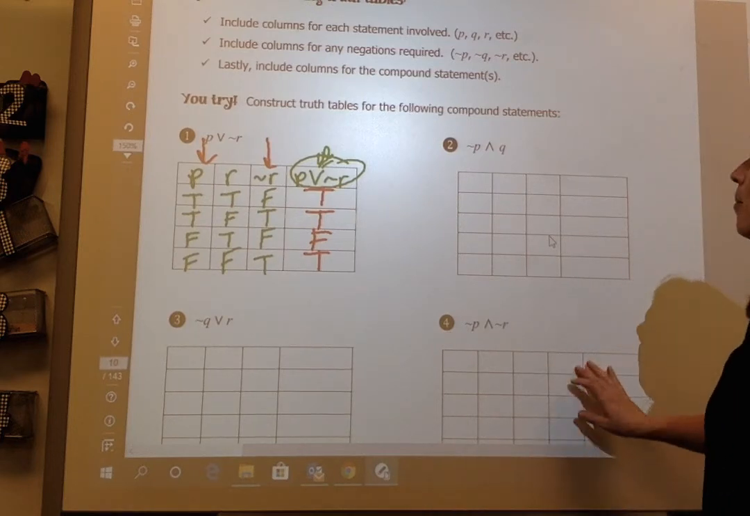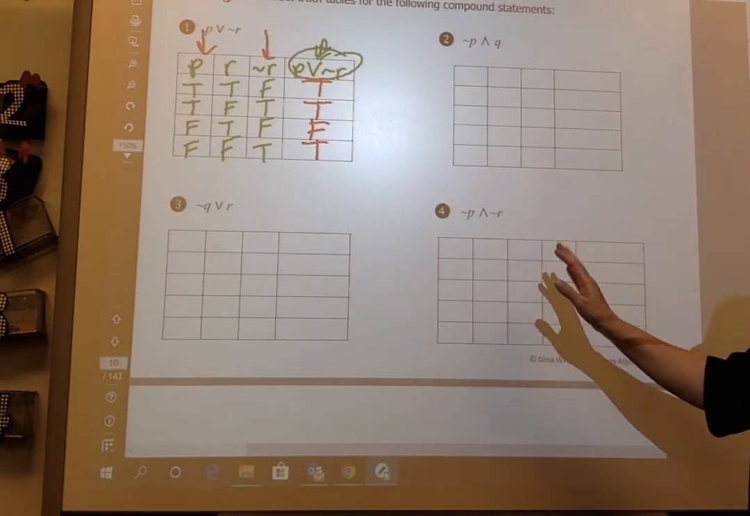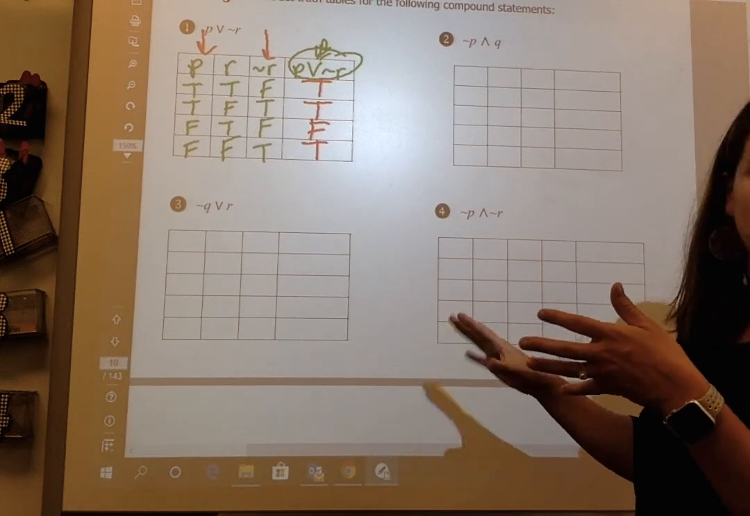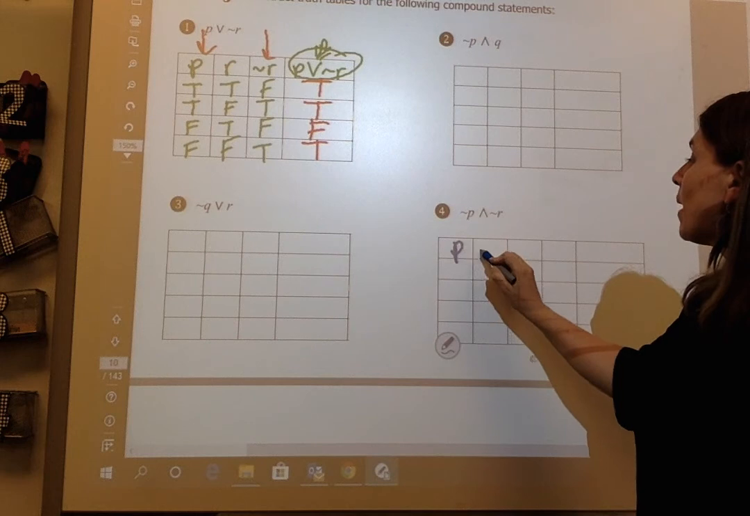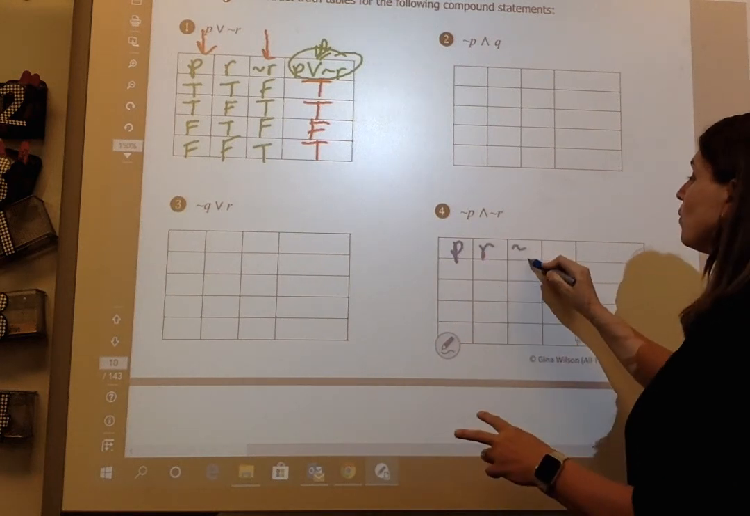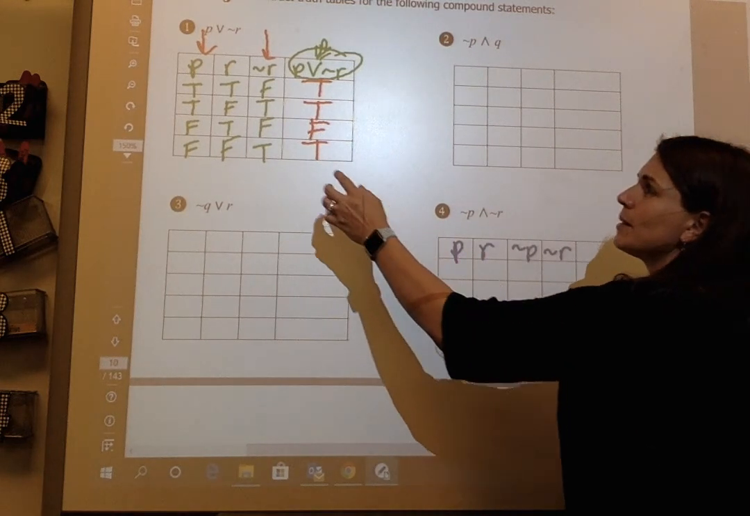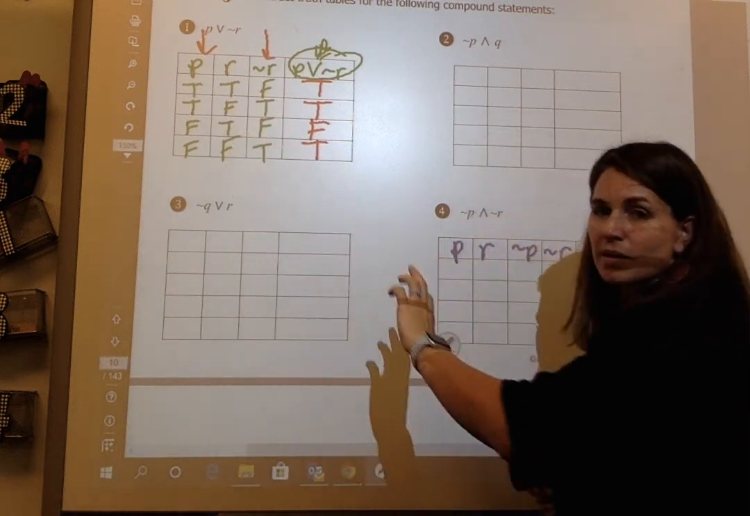Okay? All right, I'm not going to do all of these, but I want you to see how I'm doing them. So I'm going to look at number 4. So remember, first I want to make my original P and R, and then I'm going to do not P and not R, because that was simple to kind of go back and look at the opposites of those.